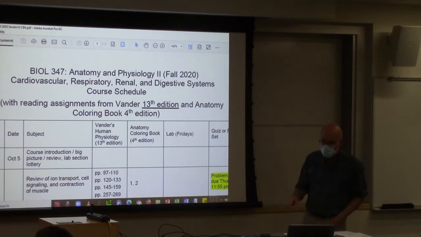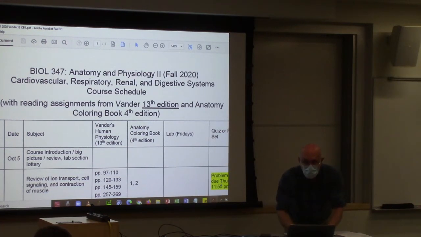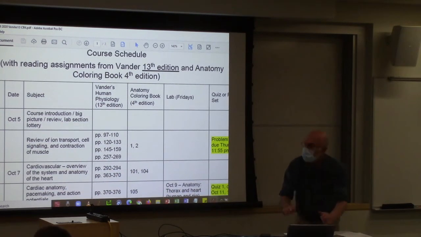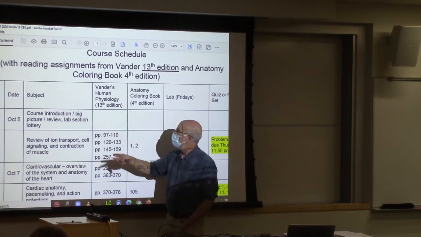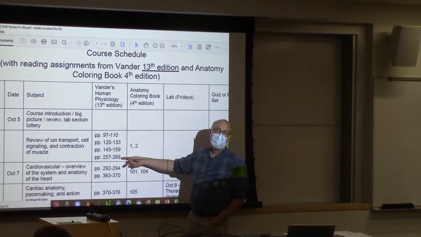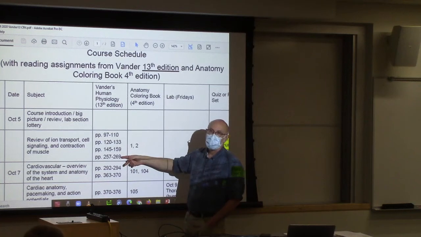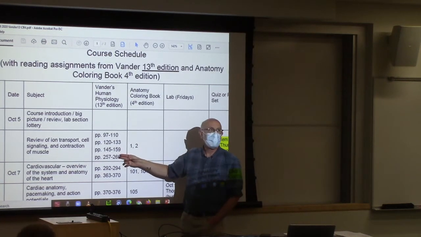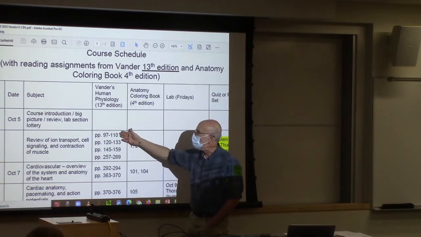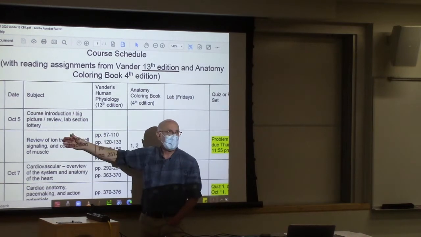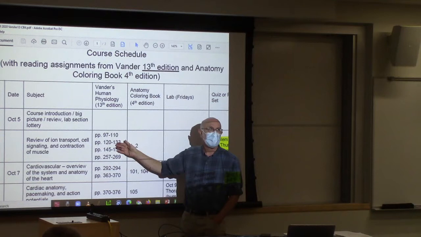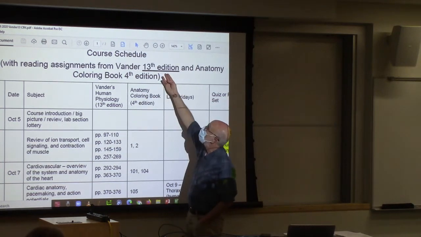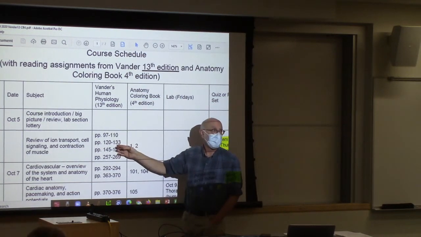So I put up at least part of the schedule. So you see, here's where we are now. Here is the reading assignment that is due today. Obviously, it's not due today, but this is all review material from A&P 1. So these are the pages that are going to be covered in these classes. So this is your reference to the pages in the textbook. And this is the 13th edition, but the 15th edition pages are a little different.